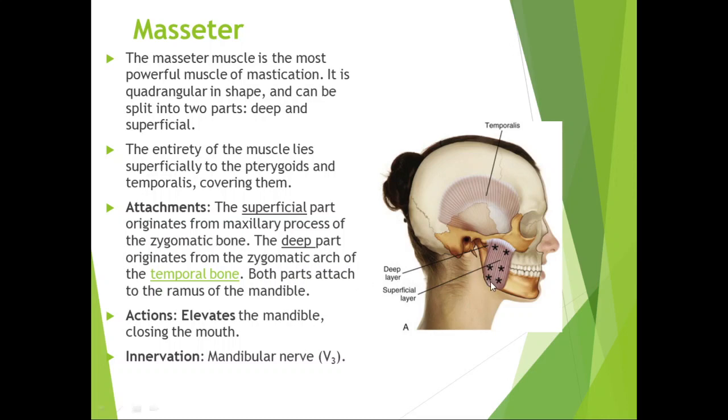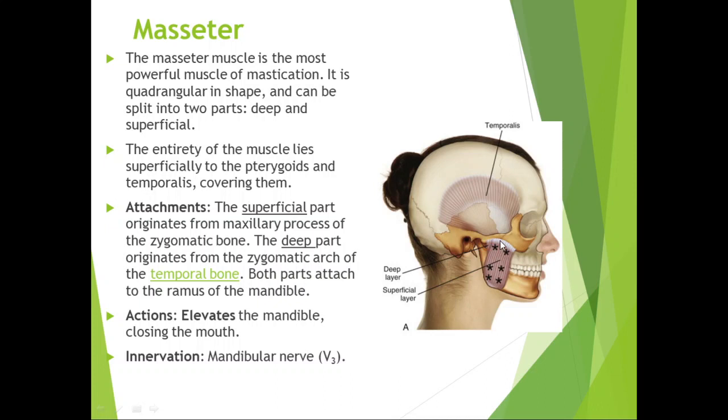So this masseter muscle actually has two parts. There's a superficial part, that's the covering. It's going to originate from the maxillary process of the zygomatic bone, as we can see here. There's our origination. And the deep part, as we see here on our diagram, it says deep layer, the layer underneath, is going to originate from the zygomatic arch of the temporal bone, just a little bit further back.